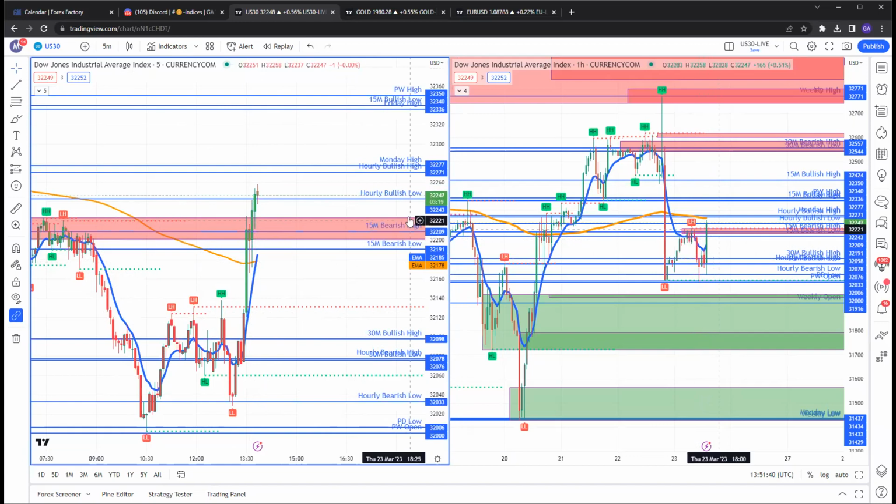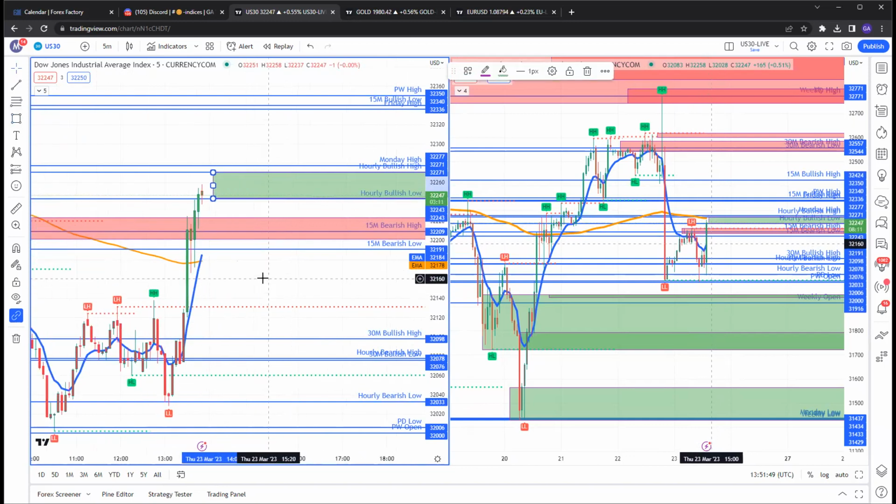We have a golden cross forming on US 30, so we have a possible buy. We have an hourly bullish low here. We have an hourly bullish high. So the perfect entry here, we don't even have a trend line. The perfect entry here would be a retest of this 9 EMA. So we need price to come back up here.